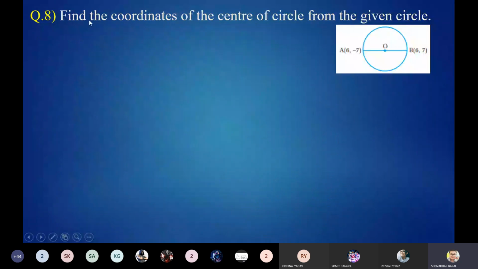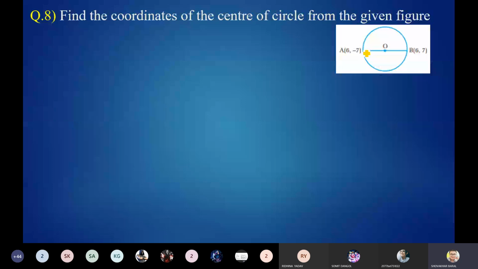Okay, write this question. Find the coordinates of the center of the circle from the given figure. Please copy it first. There is a circle with the two ends of the diameter given, and you are asked to find the coordinates of the center of the circle.